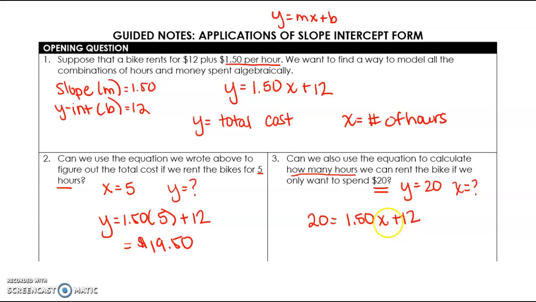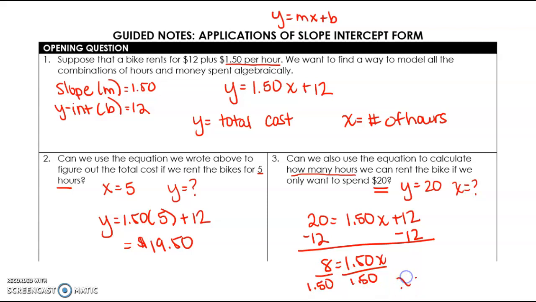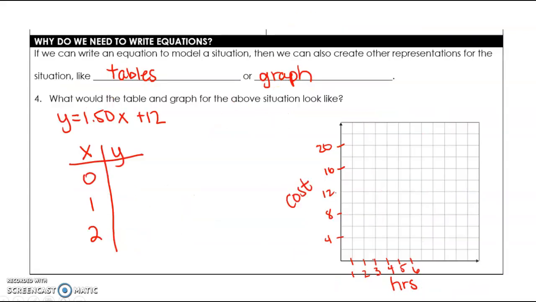And I want to know what x is, so I have a two-step equation I have to solve. So I'm going to minus 12 from both sides. Gives me 8 equals $1.50 times x. And I have to divide by 1.50. So x is going to be 5.3, meaning I can rent this bike for 5.3 hours with my $20.